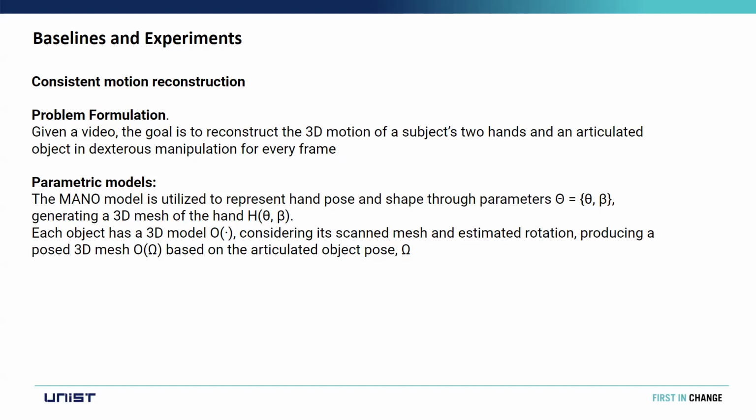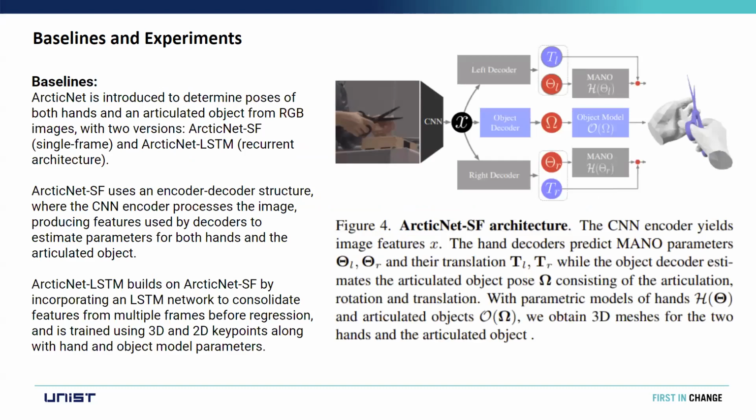So each object has a 3D model, and considering it a scan mesh and estimated rotation, they try to produce the pose of the 3D mesh and the pose of the articulated object they provide on each video frame. So this is their baseline architecture.